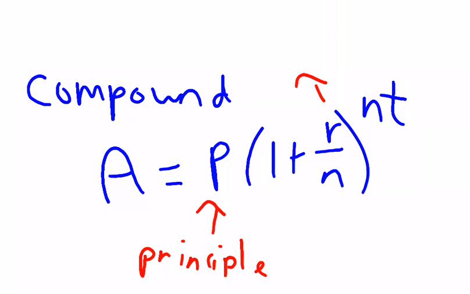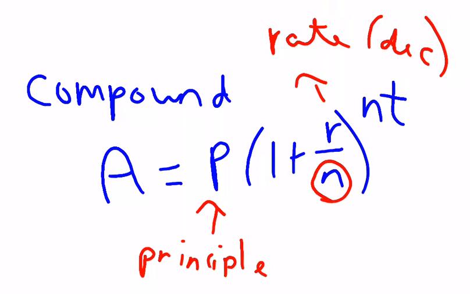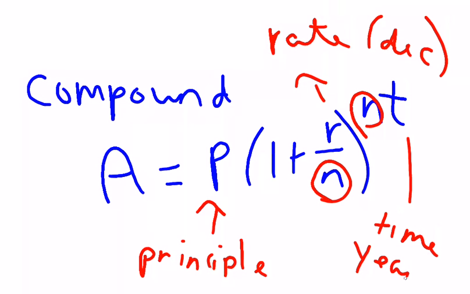R is the interest rate. And we never actually use it as a percentage. We want to use it as a decimal. N is how many times that interest is compounding. So if it says quarterly, then we would put 4 in for N. And we put it in both places. And T is time, and it's always in years. So that's where we plug in everything.